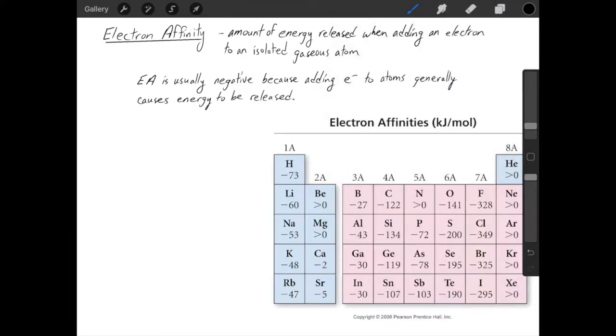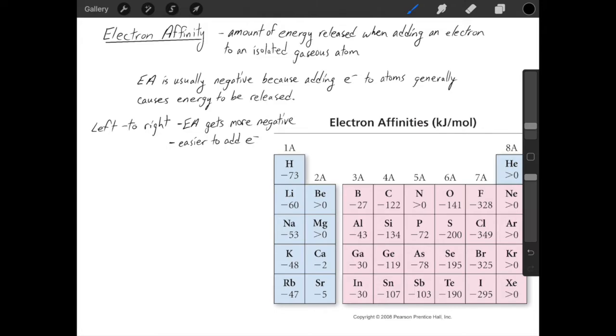So the general trend is that electron affinities get more negative from left to right. So a more negative value means that it's easier to add an electron. And this should intuitively make sense, because we know that metals tend to make cations, so they tend to lose electrons, and nonmetals tend to make anions, so they tend to gain electrons. So this trend should fit into your intuitive understanding of how atoms behave.